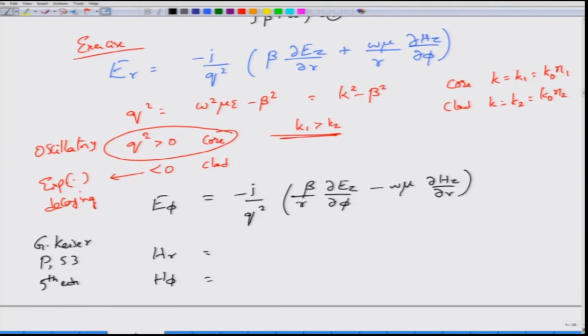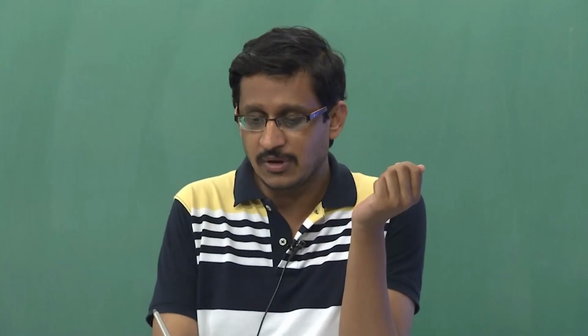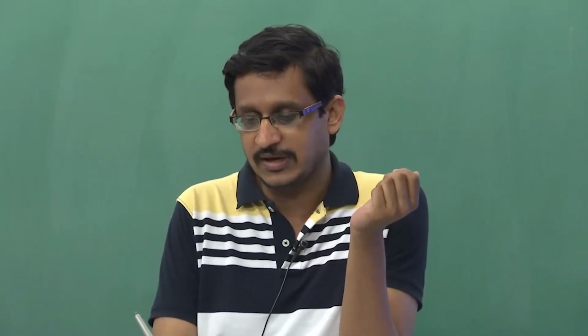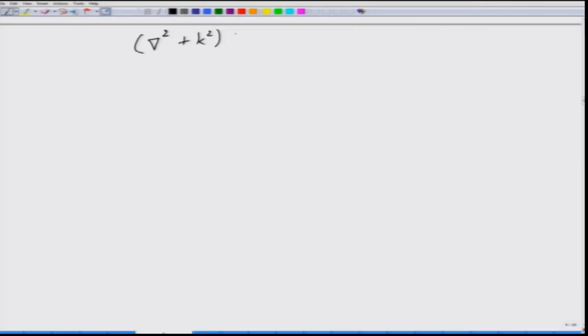But what about step 3? Well, I need to know what step 3 is. Step 3 comes from solving the Helmholtz equation, that is del square plus k square acting on Ez or Hz equal to 0, except that you now need to write down this del square in the cylindrical coordinate system, which again is a little bit of a problem. So you will have to get to the expressions for the cylindrical coordinate system. I will just give you the solution here.